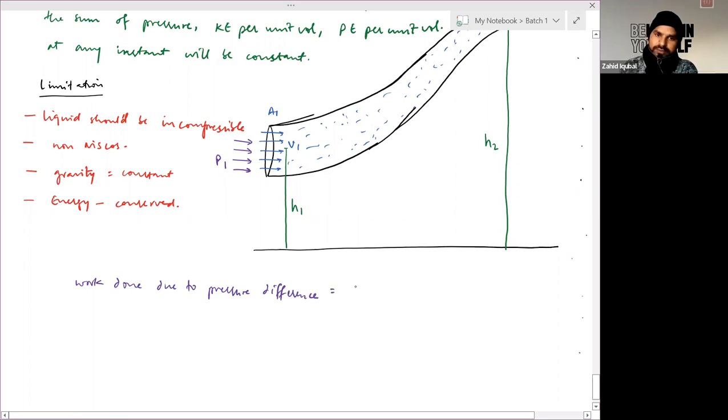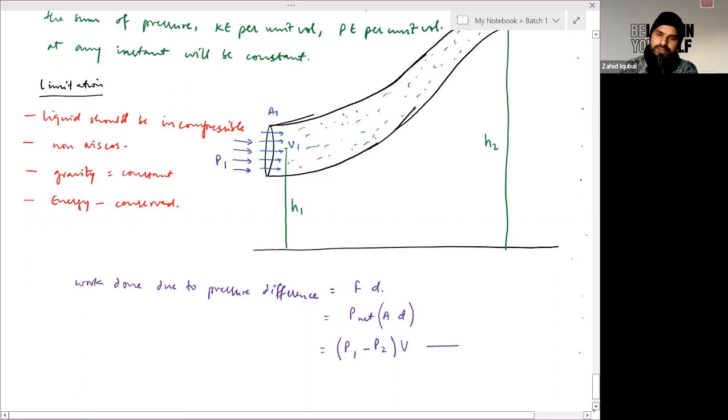Work done is equal to force times displacement. We may write force in terms of pressure as net pressure into area, into displacement. Area into displacement is called volume. So it will become (P1 minus P2) into volume V.